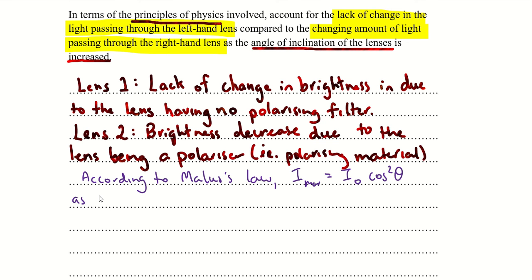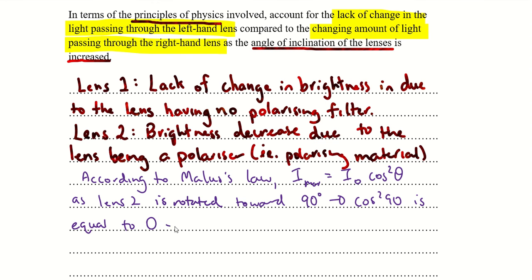Okay, so as lens 2 is rotated towards 90 degrees, as cos squared 90 is equal to 0, the brightness of lens 2 becomes 0.